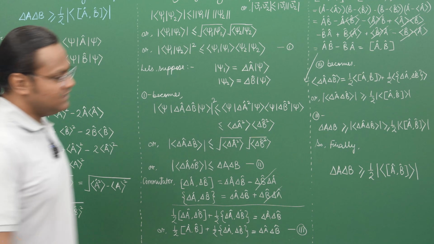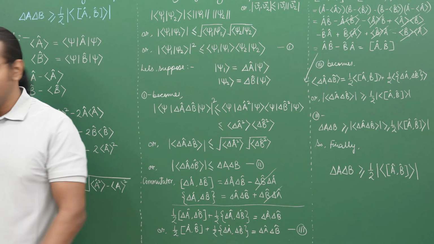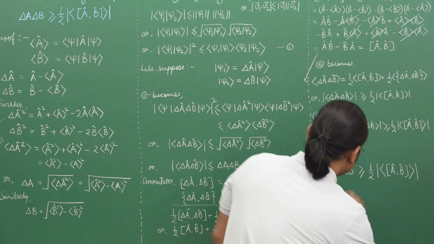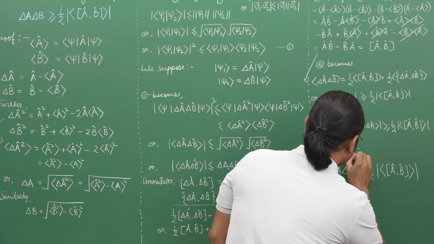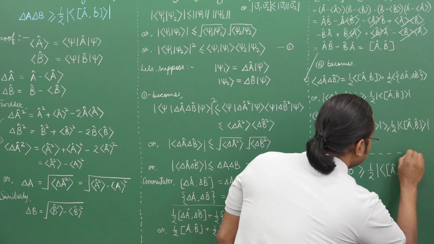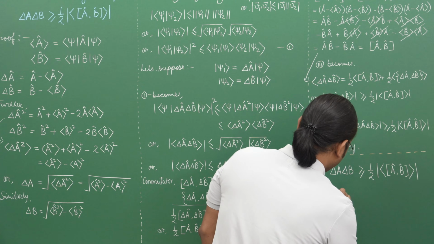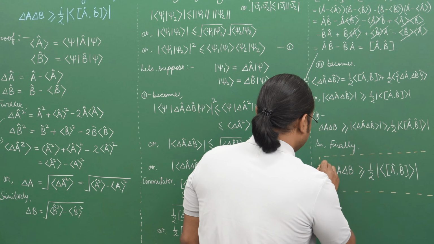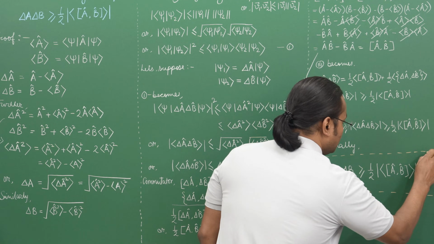That's it. This is your generalized uncertainty relationship, which is a much more general principle in quantum mechanics, and it will give you an idea whether various pairs of physical quantities have an uncertainty relationship associated with them.